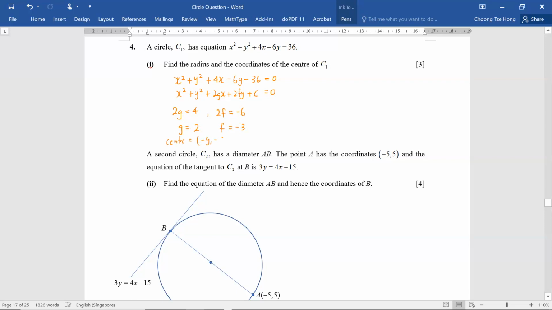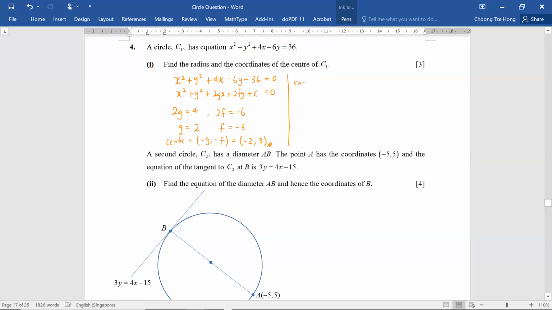We know that the center is going to be minus g, minus f. So g is 2, so the x-coordinate will be negative 2. And negative f, f is negative 3, so negative of negative 3 becomes plus 3. So the center of the circle is negative 2, 3.